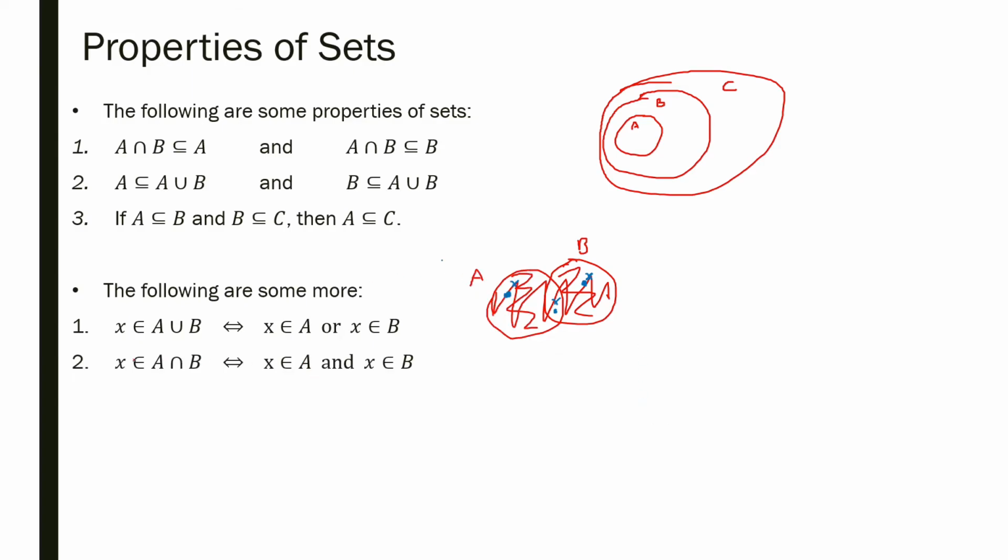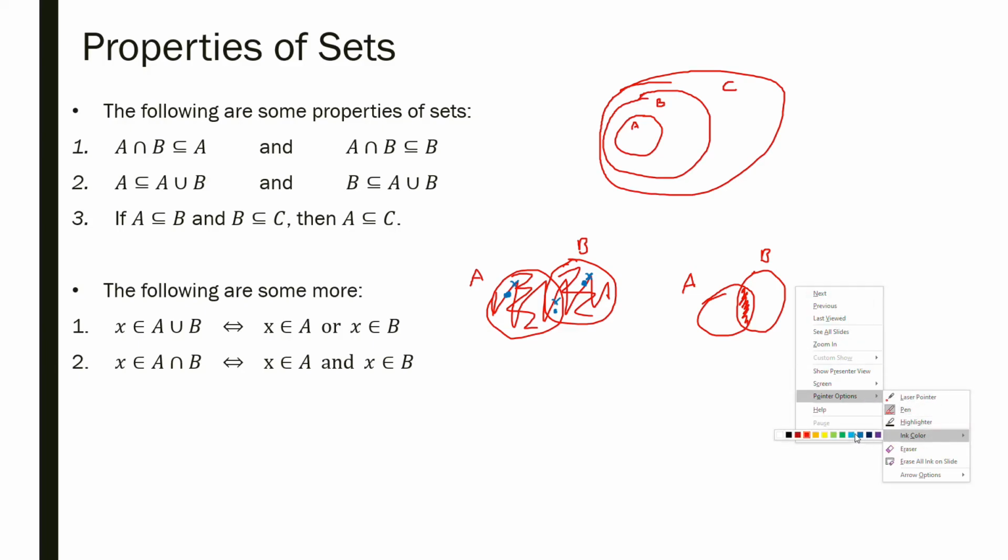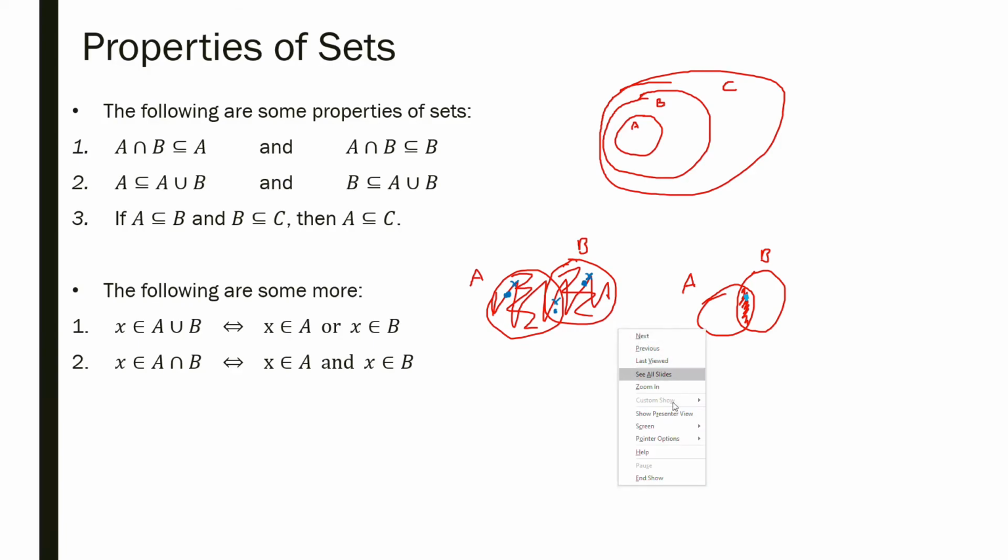Here, if X is inside the intersection of A and B, so here's A, here's B. If X is inside the intersection, so here's the intersection, if X is in here, what does that mean? That means that X is inside A and X is inside B, right? See, X is inside A because it's in this circle, and X is also inside B because it's inside this circle. So that's what it means for X to be inside the intersection of two sets. It means it's in A and it's in B.